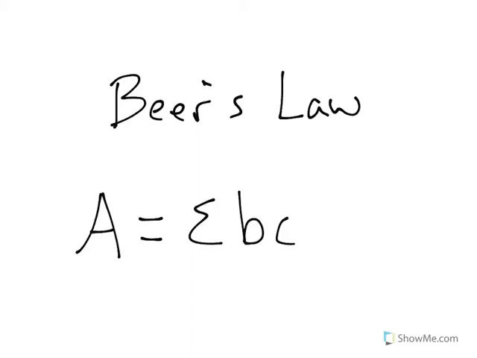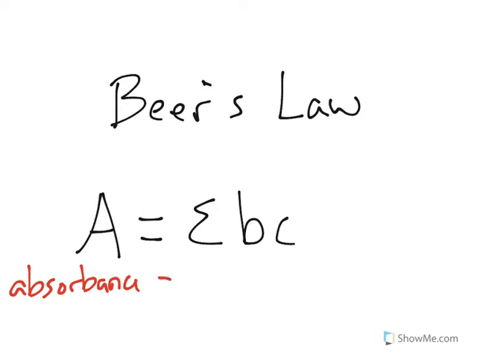So Beer's law is a law that relates a solution's concentration to its absorptivity, or its absorbance, meaning how much light of certain wavelengths it absorbs. And the equation is written as A, which is the actual absorbance of light, which will have to be measured by what's called a spectrophotometer.